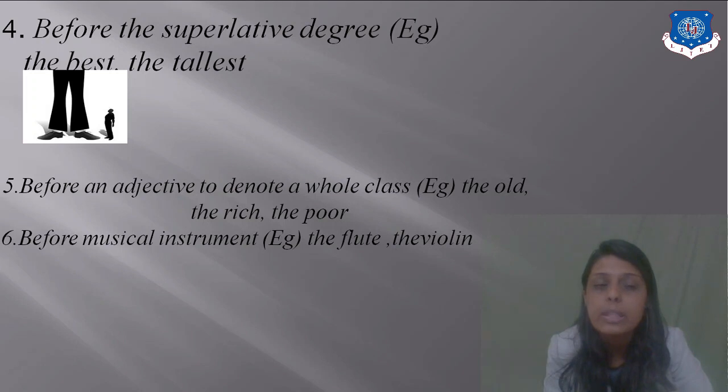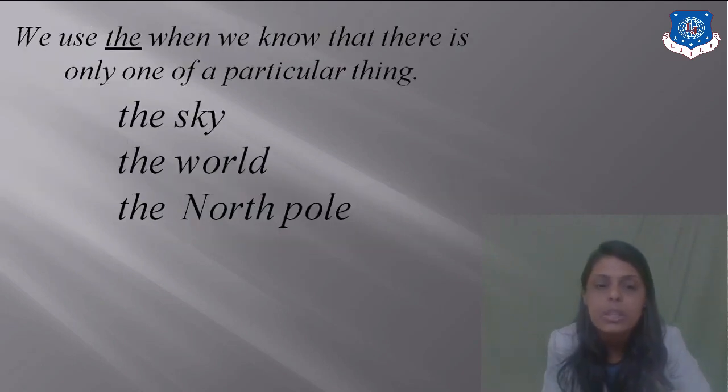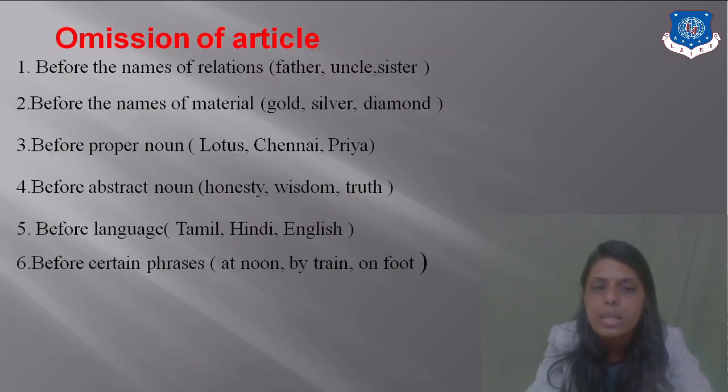Before the superlative degree: the best, the tallest, right? Before an adjective to denote a whole class: the old, the rich, the poor. So when we are talking about the whole community, right? The old, the rich, the poor. Before a musical instrument, for example, the flute, the violin, right? So when talking about a particular thing, utilize the. That's why it is known as the definite article. We use the when we know that there is only one of a particular thing. The sky, the world, the North Pole, the South Pole. There is only one North Pole, one South Pole, one world, and one sky, right?